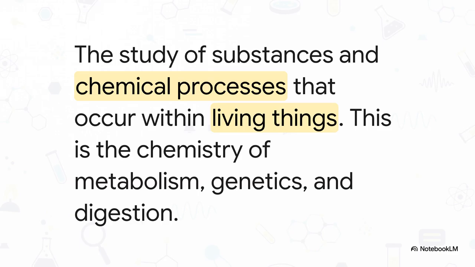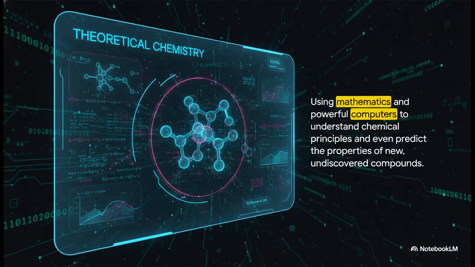Things like metabolism, how your DNA replicates, and all the complex reactions that make amazing technologies like mRNA vaccines possible. And last but not least, theoretical chemistry. This is seriously cutting-edge stuff. Here, chemists use powerful computers and complex math to understand the deep principles behind chemical behavior. They can actually design and predict the properties of a brand new molecule on a computer way before anyone even steps foot in a lab to try and make it.